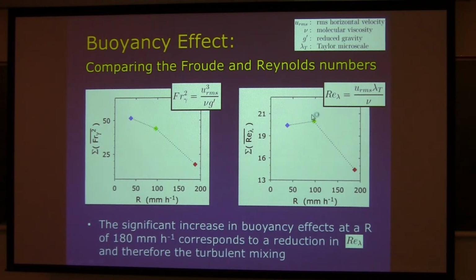At 180 millimeters per hour, the buoyancy forces get strong enough that the viscous forces can overcome the inertial forces and result in the damping of the turbulent energy, and the mixing by rain becomes less efficient and gets damped out.